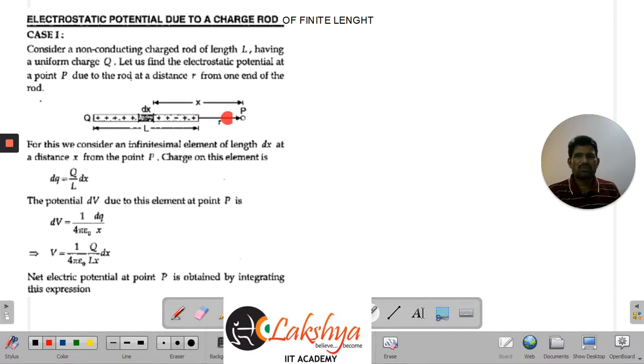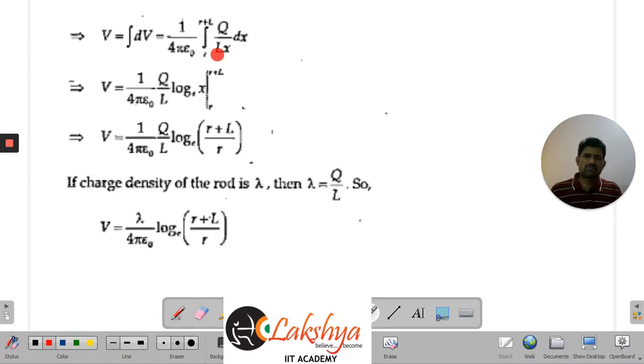This r varies between these limits. If you are at the near end, it is distance r, and if you are at the farther end of the rod, then it will be r plus L. So our limits will be like that. We need to take the limits from r to r plus L, and again you will get a logarithmic function; just substitute these values here. Then this is the expression for the potential due to this line of charge along its length, at a distance of r from this wire.